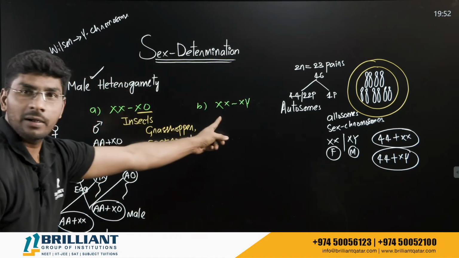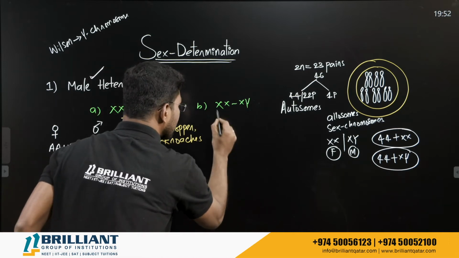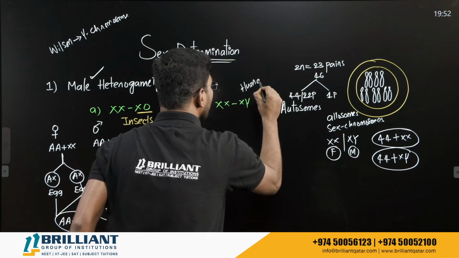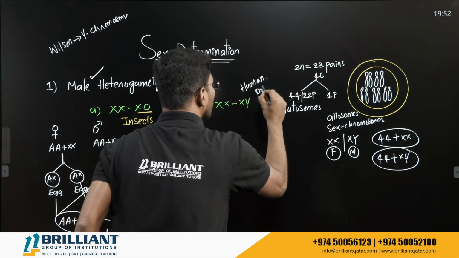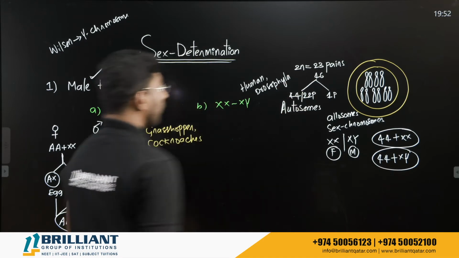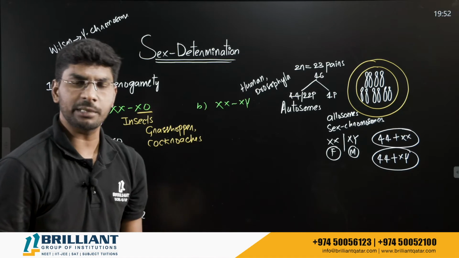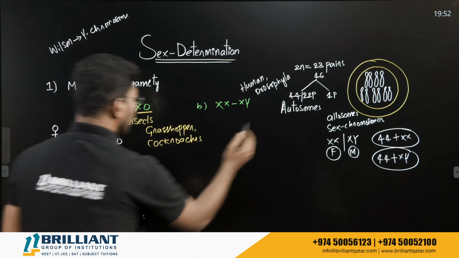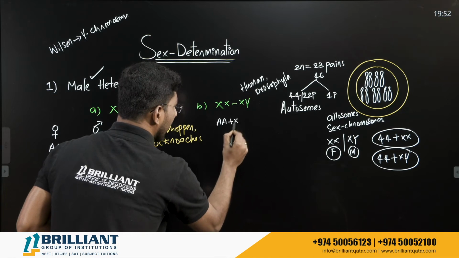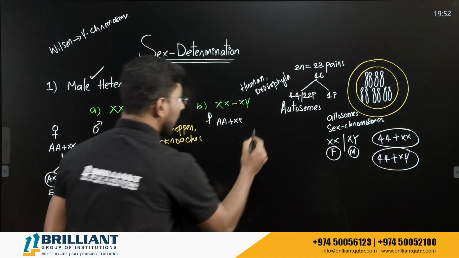The same thing happens in the XX-XY type also. Let me write the normal karyotype in case of XX-XY. This is seen in human beings and also Drosophila, the fruit fly, Drosophila melanogaster. XX-XY type of sex determination is also simple. Look here. Normal karyotype is AA plus XX. Who is this? Female.